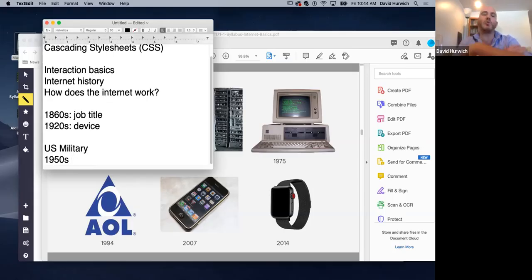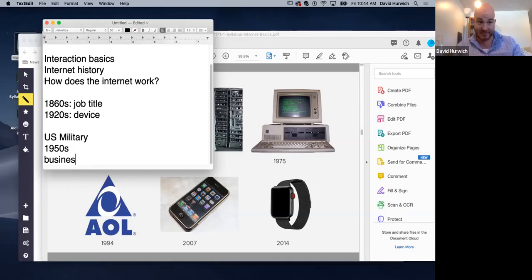About the 1950s is when computers got declassified as a form of technology. The first group to really pick it up were businesses. When I say businesses, I mean Fortune 500 companies, very large companies. It wouldn't be a mom and pop. We're talking about something like IBM.